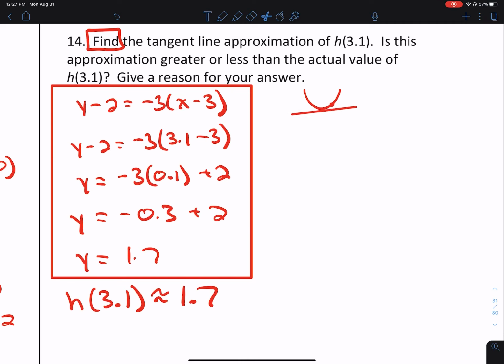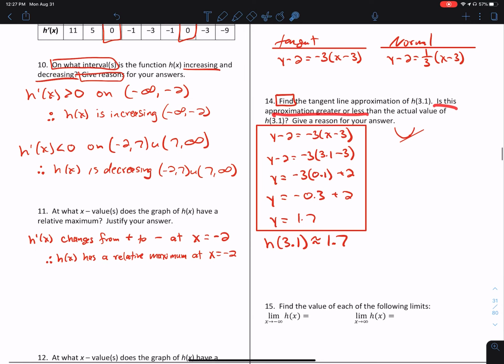If I had a curve that was concave down, and I had a tangent line, the tangent line would always be above it. So my approximation would always be an over approximation. So going back to this problem, hopefully that made sense. Is this approximation greater or less than the actual value of h of 3.1? Well, it tells us that h is concave up at x equals 3.